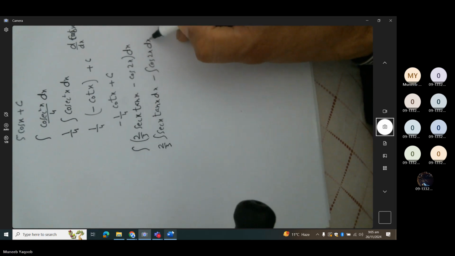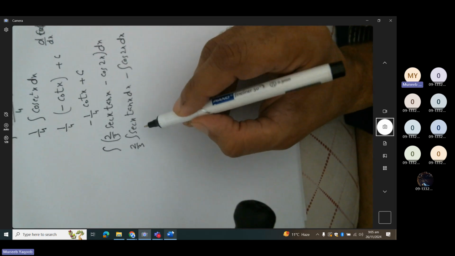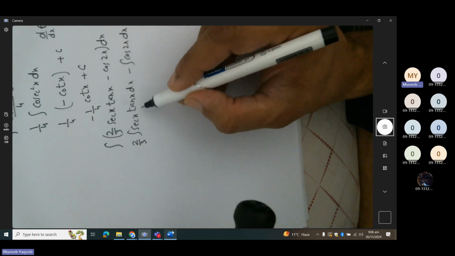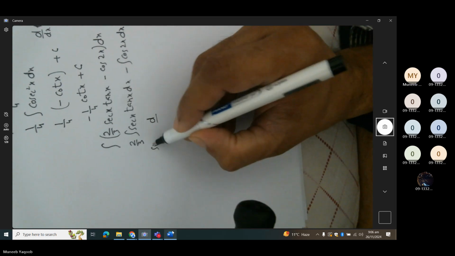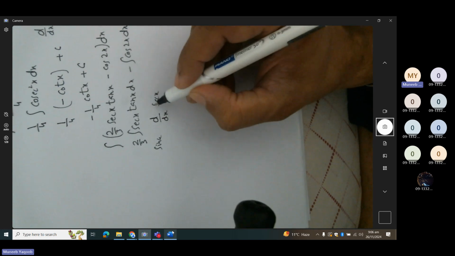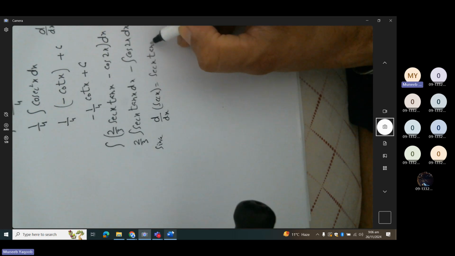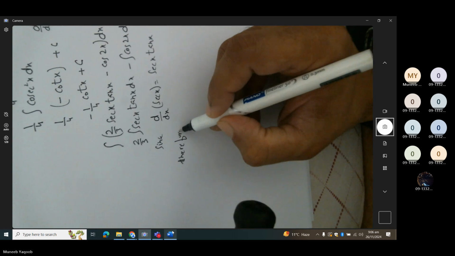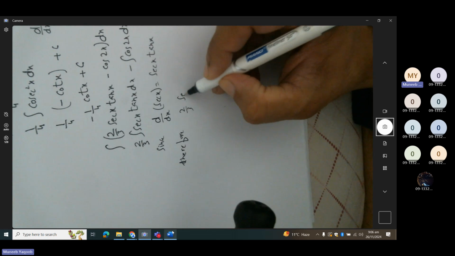Okay. Now since d by dx of secant x is secant x tan x, so integral of secant x tan x is secant x. So therefore, we can write it like since d by dx of secant x is equal to secant x tan x, therefore 2 upon 3 integral of secant x tan x would be secant x.